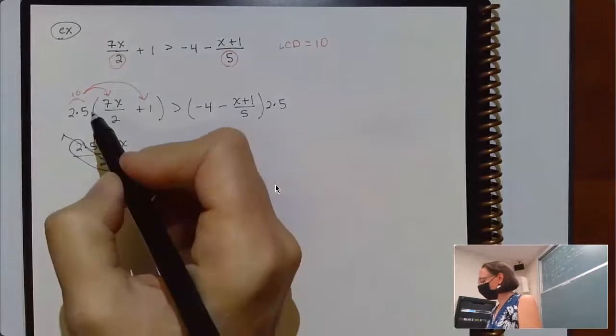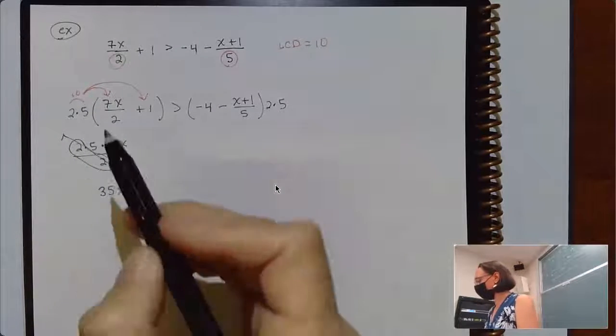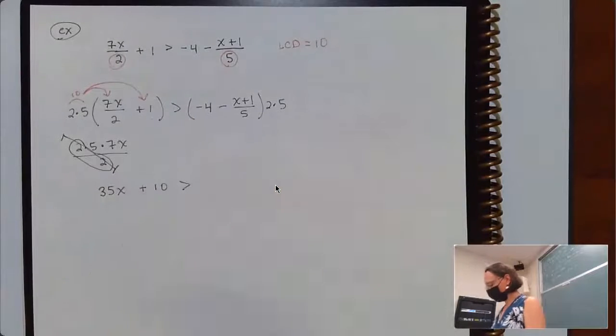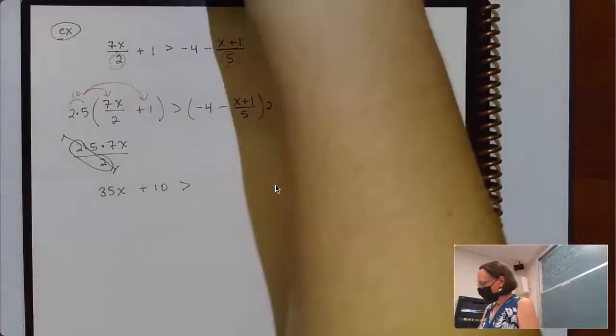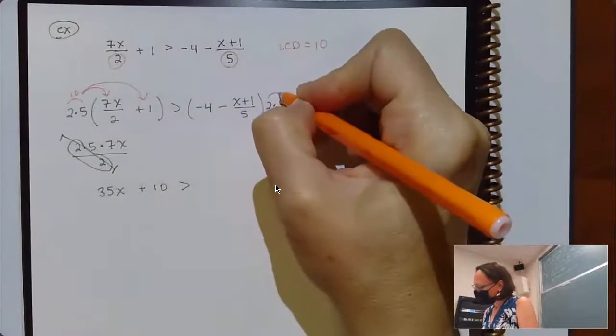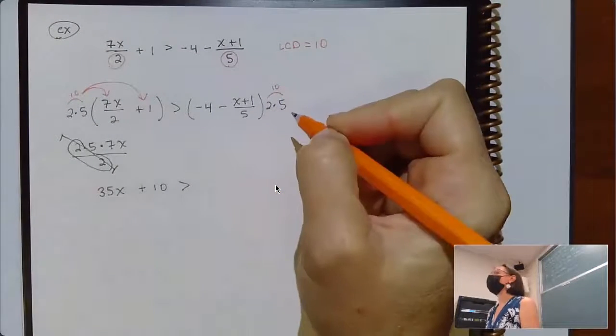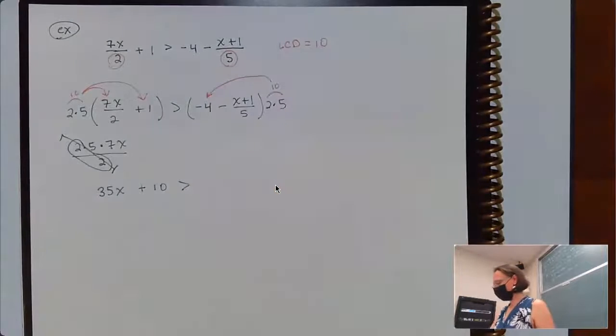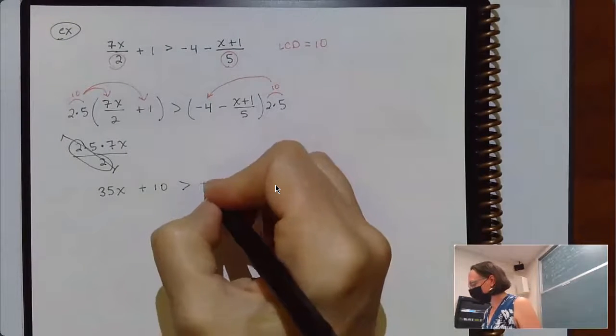When I distribute the 2 times 5, which is secretly 10, into the 1, then I've got 10 is greater than. I'm going to do the same thing, and then 2 times 5 is 10. So when I distribute that into the -4, I've got -40.